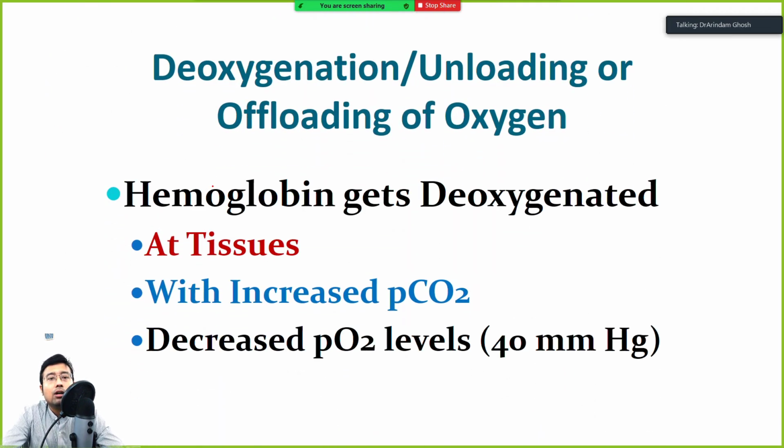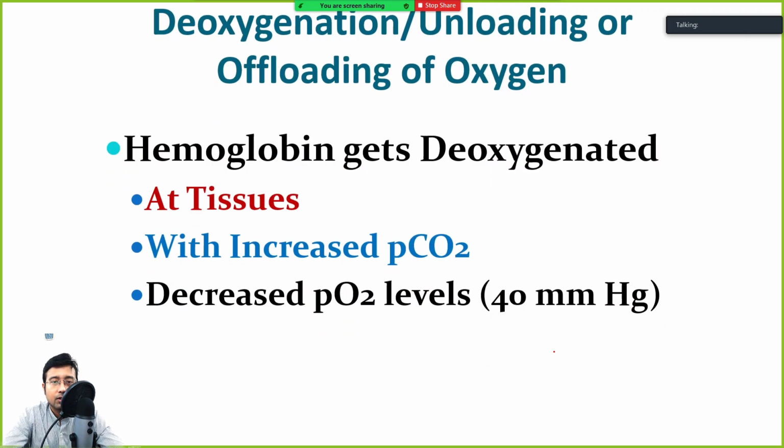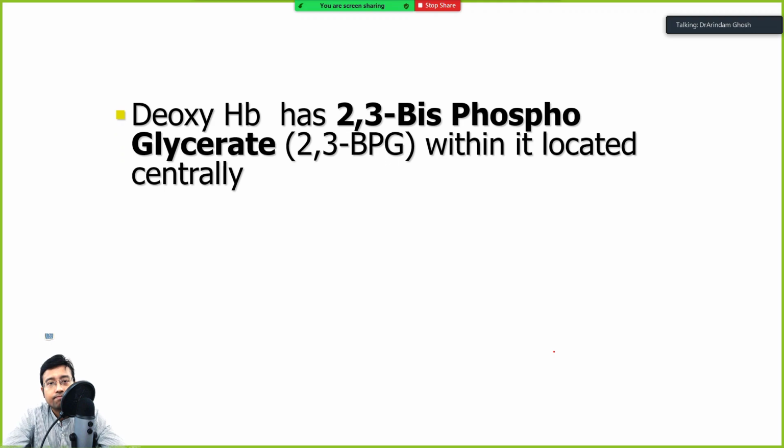So I told you what was happening when hemoglobin was oxygenated at the lung. It happens in high PO2 and low PCO2. In here, when it goes to the tissues, when it is getting deoxygenated, the reverse is happening. So deoxygenation happens when there is increased PCO2 and when there is decreased PO2 levels at 40 millimeter. That was 100 to 120 at lung level. At tissue level, it is 40 millimeter of mercury, and now hemoglobin will lose its oxygen and become deoxygenated.